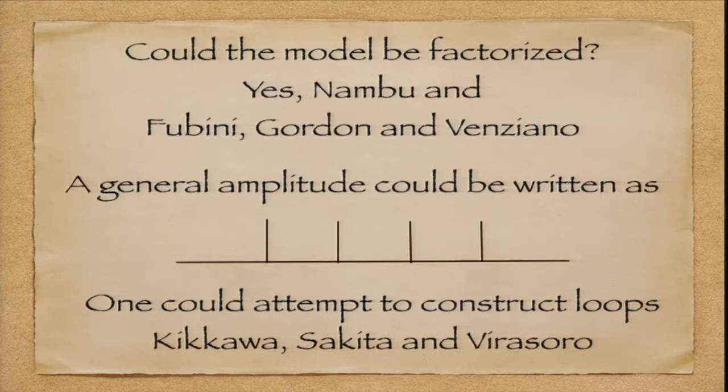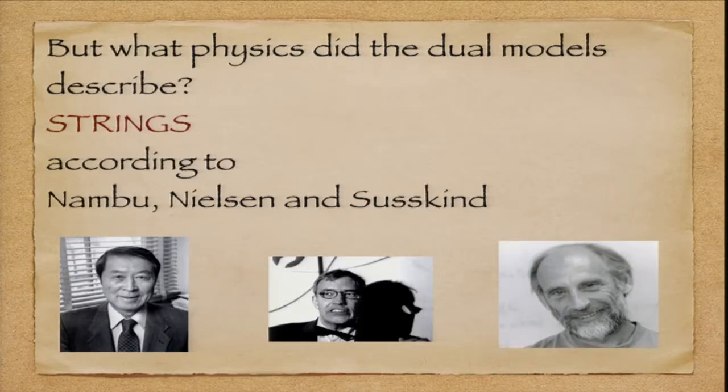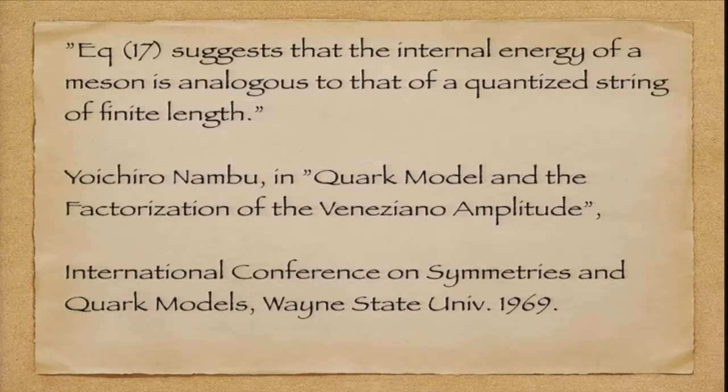But what kind of theory was this? Well, these three gentlemen, Nambu, Nielsen, and Susskind, very early on said that this was strings. And there is a beautiful sentence by Neveu in a conference on symmetries and quark models at Wayne State, 1969. And it says, equation 17 suggests that the internal energy of a meson is analogous to that of a quantized string of finite length. So this was sort of the first statement that these had something to do with extended objects.